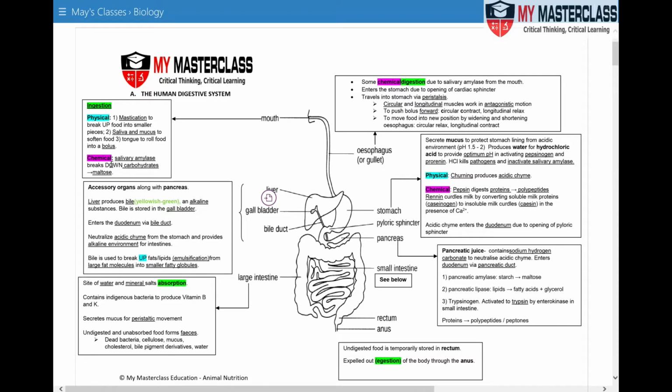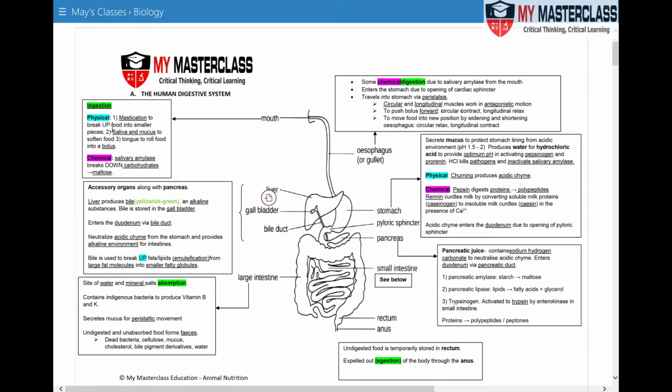Alright, so take note, in the mouth itself, only carbohydrates go through some chemical digestion. Not all the chemical digestion, but only some. Your proteins and your fats only undergo physical digestion. There is no chemical digestion for proteins and fats.